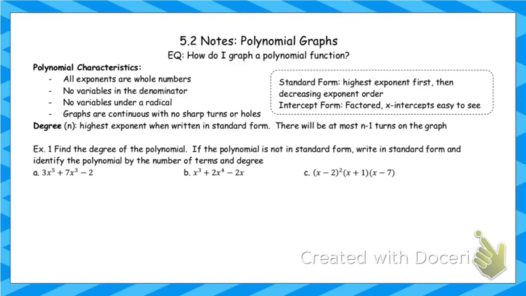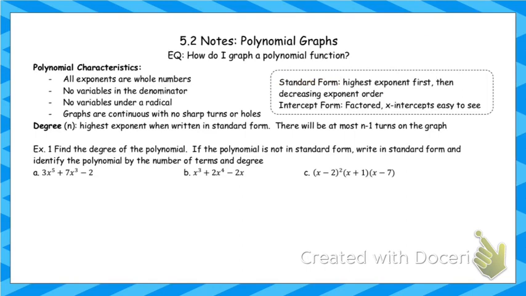So the degree of a polynomial is something we're going to talk a lot about today and over the next couple days. So the degree is the highest exponent when your equation is written in standard form. Now in standard form, that has basically your terms in order with the highest exponent first. So for example, let's say I have the function 3x cubed minus 7x squared plus 4x minus 2. That is in standard form because your exponents go from highest to lowest.